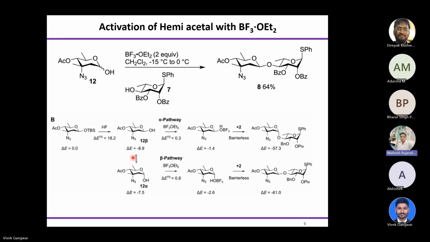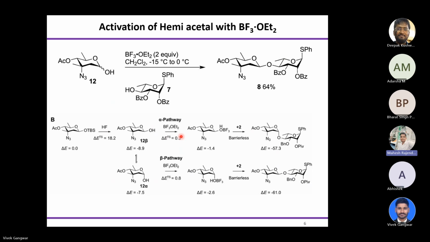Okay, and they got 64% beta. Alpha also they got in the same case. Because of these pathways, the transition state energy is less compared to this one. Only that they are concluding here. This one is more stable compared to this, but this one is less stable and this one more stable. Some amount we cannot get selectively if the energy difference is very small.